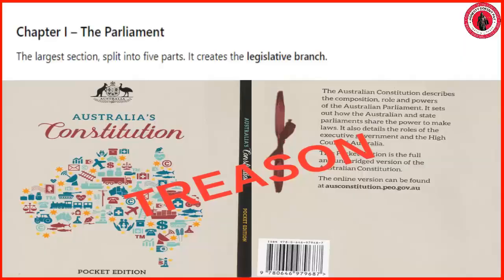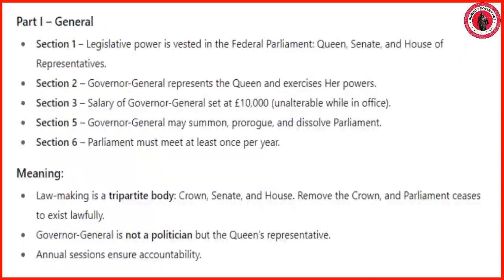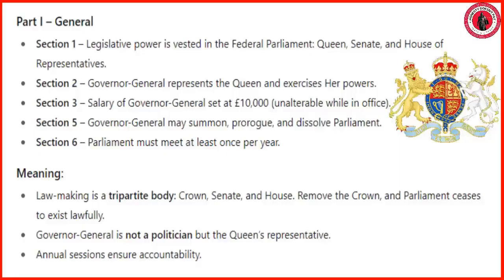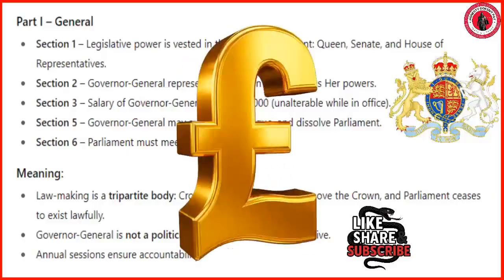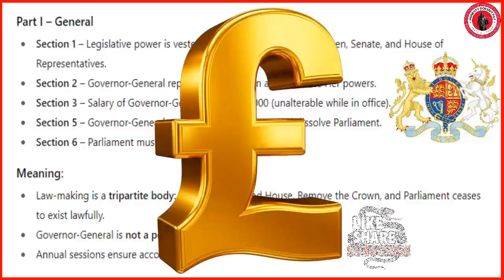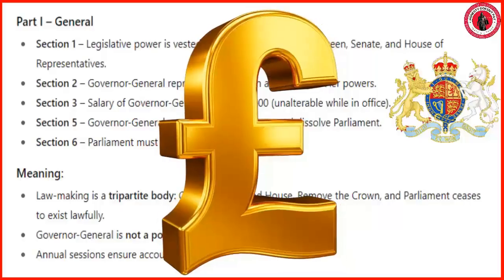The largest section, split into 5 parts. It creates the legislative branch. Part 1. General. Section 1. Legislative power is vested in the Federal Parliament, Queen, Senate and House of Representatives. Section 2. Governor-General represents the Queen and exercises her powers. Section 3. Salary of Governor-General set at £10,000, unalterable while in office.